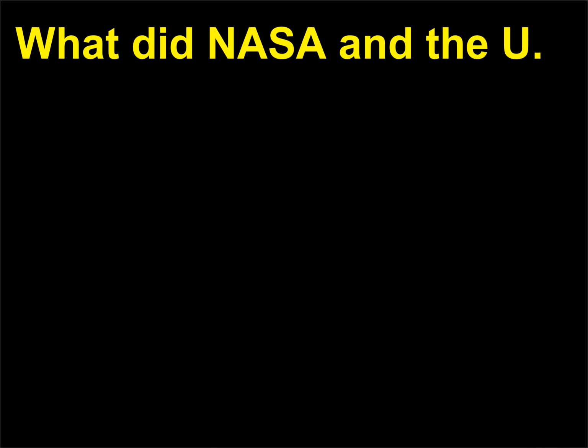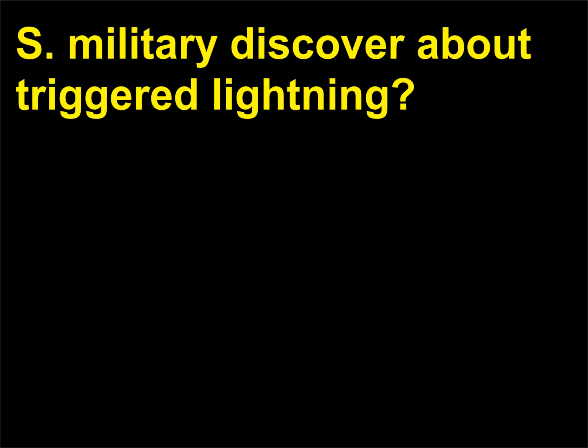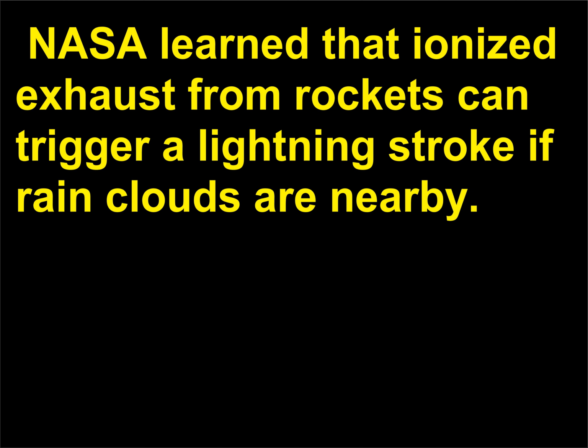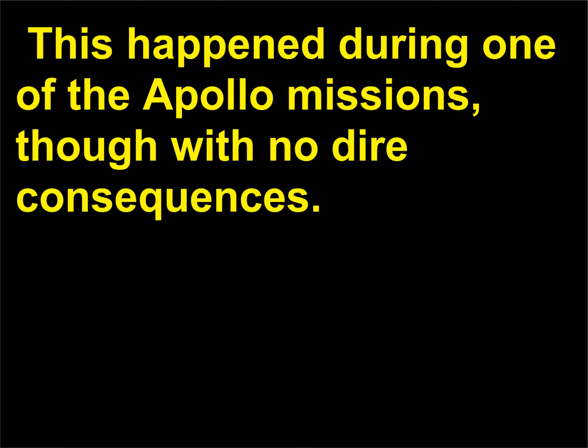What did NASA and the U.S. military discover about triggered lightning? During a couple of space launches, NASA learned that ionized exhaust from rockets can trigger a lightning stroke if rain clouds are nearby. This happened during one of the Apollo missions, though with no dire consequences.